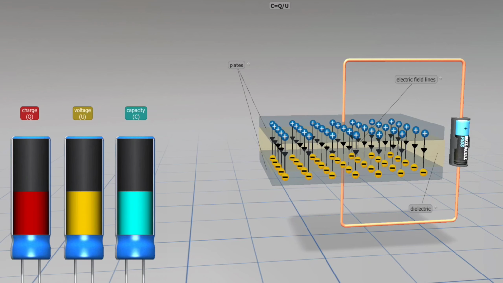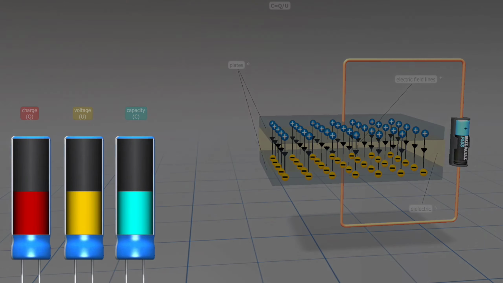The electric field can be characterized by the electric field strength. This is a vector quantity. It refers to both the magnitude and the direction of the force that acts upon one unit of positive charge. In this animation, the black arrows indicate the direction of the field strength.